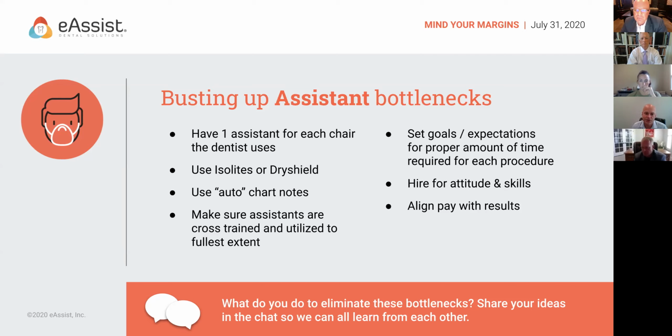And using auto chart notes makes charting very quick for your assistants. Making sure they're cross-trained so they can help in front, they can answer phones, as much cross-training as possible. And those are a handful of the things that we do to eliminate bottlenecks with assistants. Warren, let me ask you, I think this is a question that probably a lot of people have.